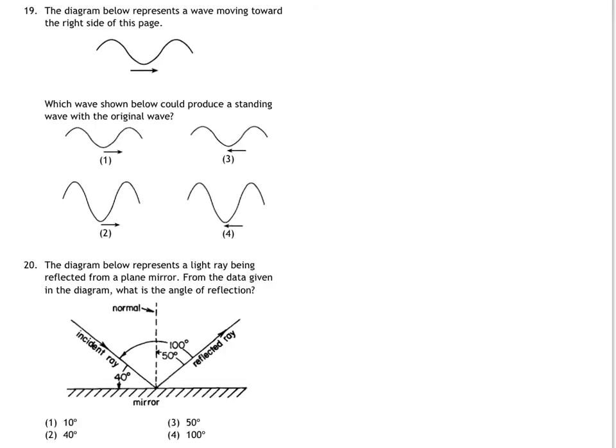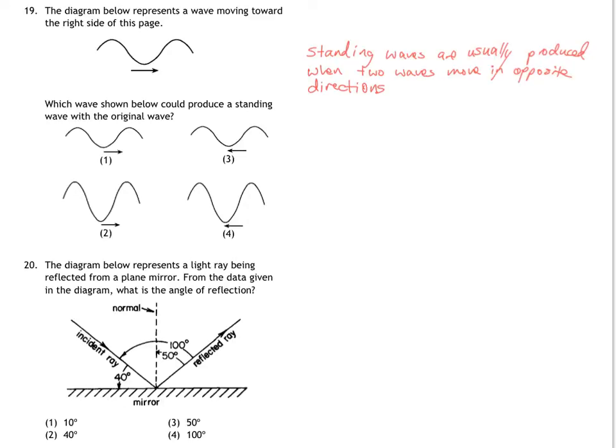For number 19, we have a wave moving to the right, and they want to know which wave could possibly produce a standing wave with this wave. Now, standing waves need to be 2 waves with the same amplitude and frequency, but they're moving in opposite directions, which of course is going to make my answer 3.